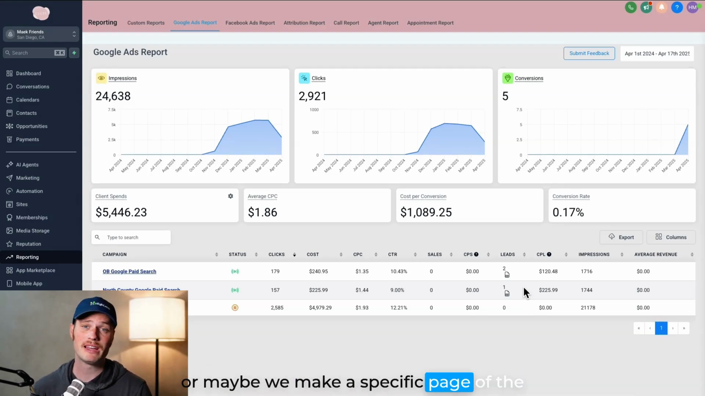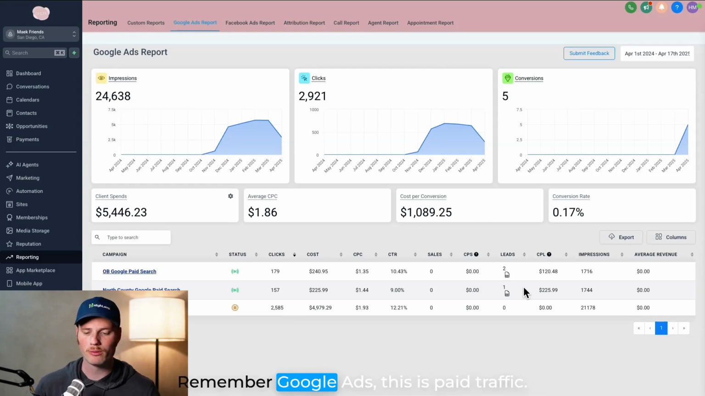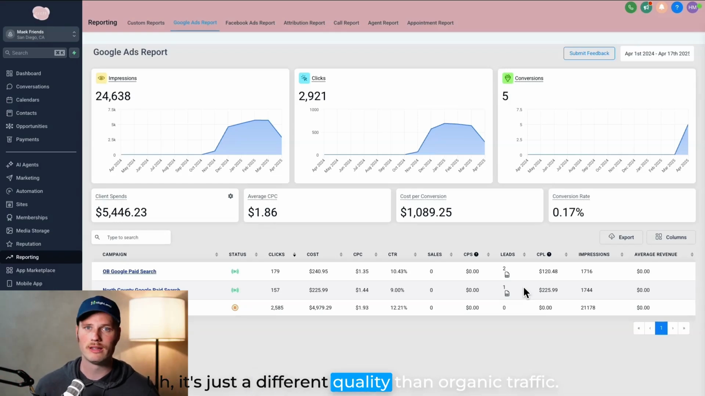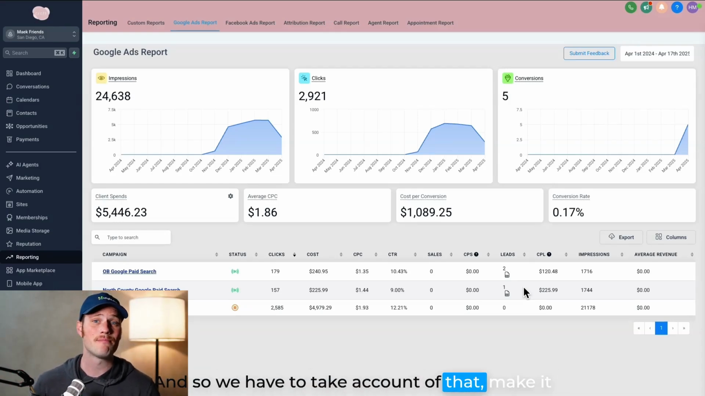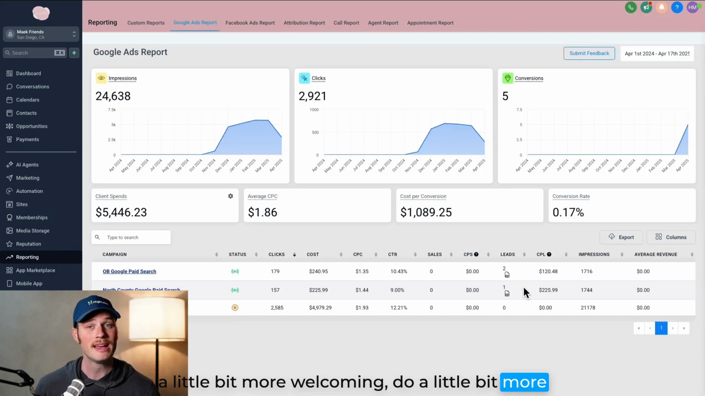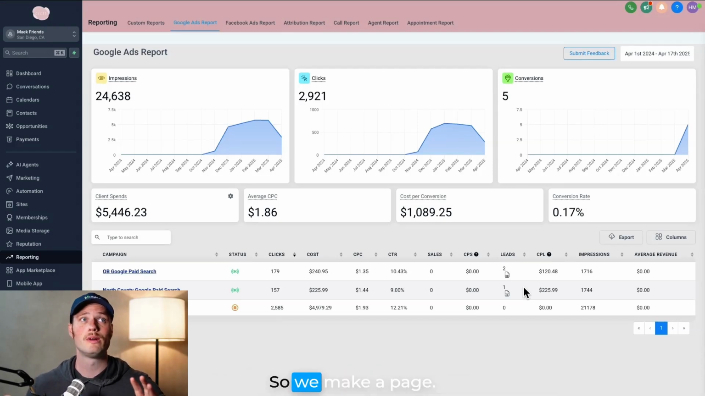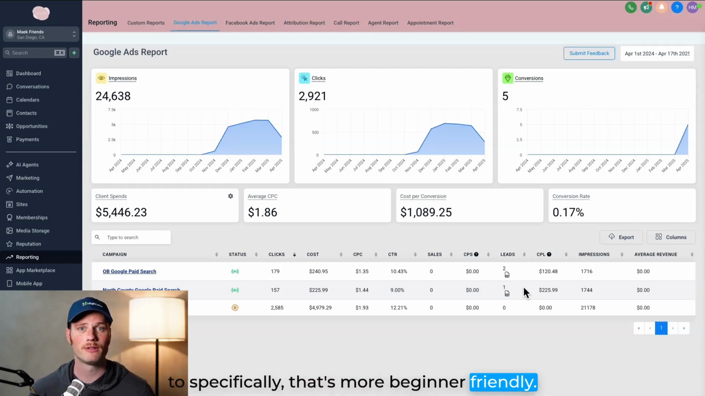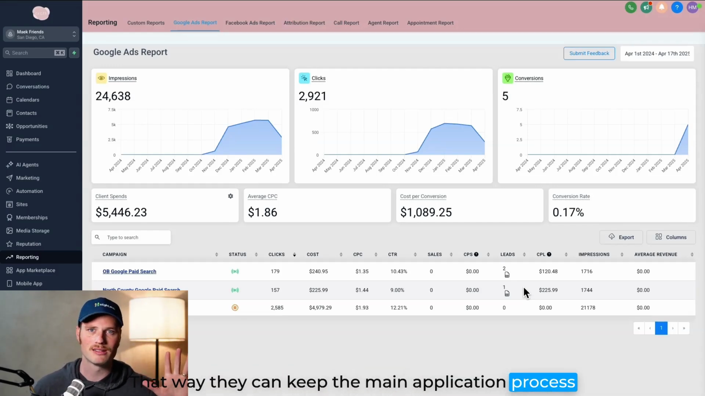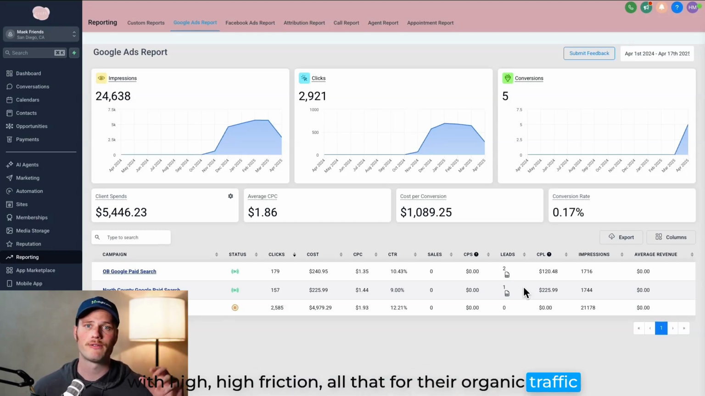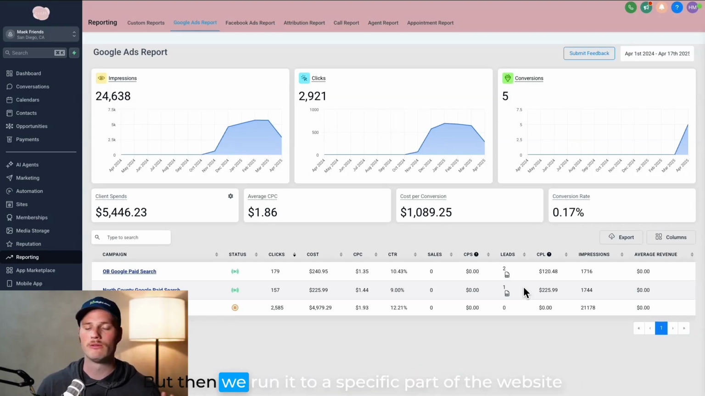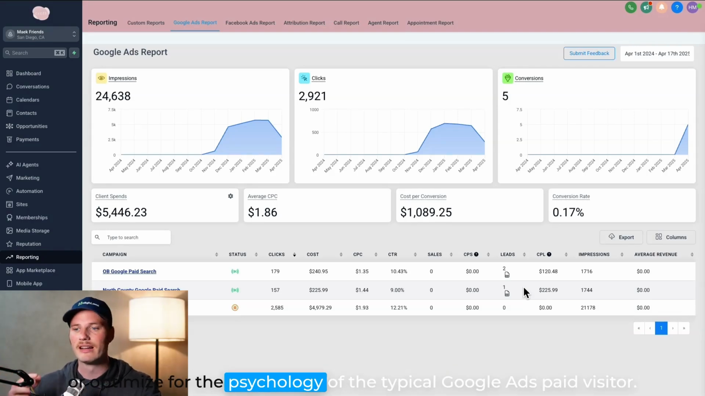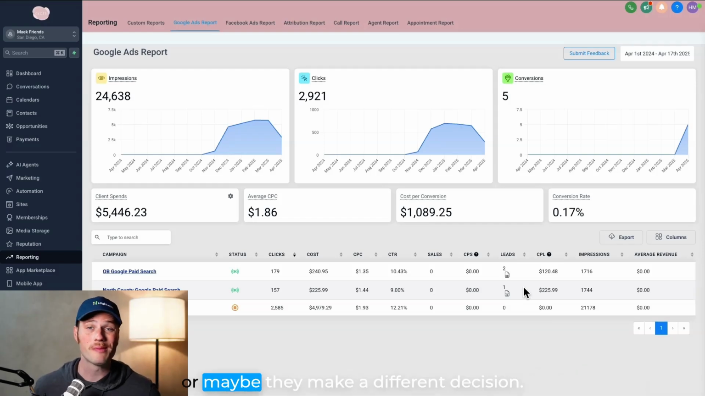Or maybe we make a specific page of the website that's a little more beginner friendly. Remember, Google Ads is paid traffic, people who are not searching for this business out. It's just a different quality than organic traffic, and so we have to take account of that, make it a little bit more welcoming, do a little bit more education about who we are, perhaps. So we make a page on the website that we drive the Google Ads to specifically. That's more beginner friendly. That way they can keep the main application process with high friction, all that, for their organic traffic or for their other sources just on their home site, but then we run it to a specific part of the website that's optimized for the Google Ads experience, or optimized for the psychology of the typical Google Ads paid visitor.